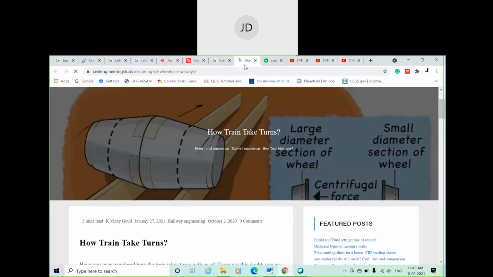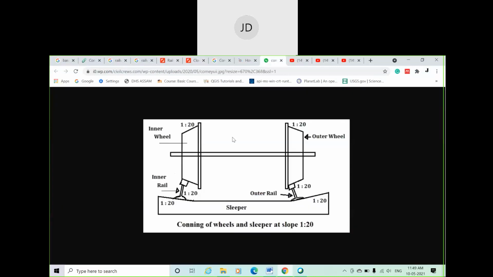Now here you can see this is a very typical line diagram of a wheel arrangement. So this is your wheel given in a conical shape, in the slope of 1 in 20. This is also 1 in 20. This is a wheel, this is a wheel. So suppose this is taking a left turn. Considering the left turn, this will be your outer wheel, this your inner wheel. Consider it like that. Now tilting of rail means what?